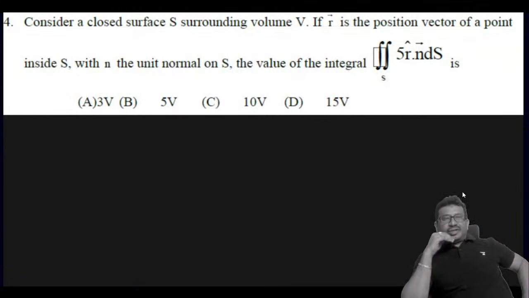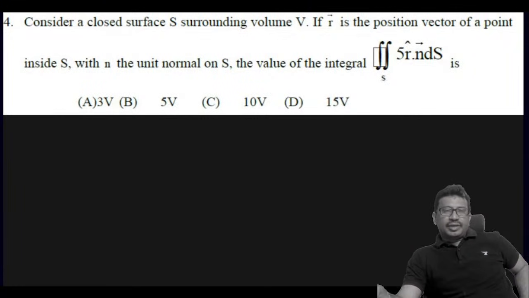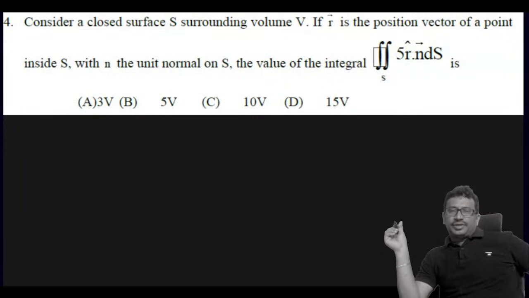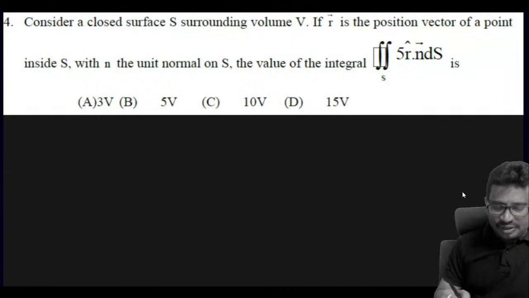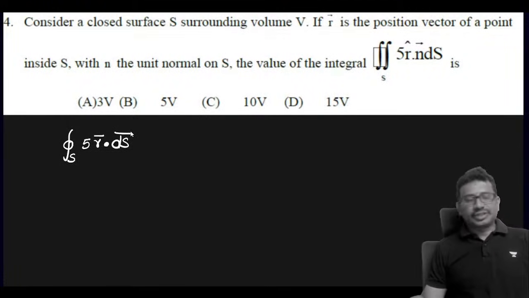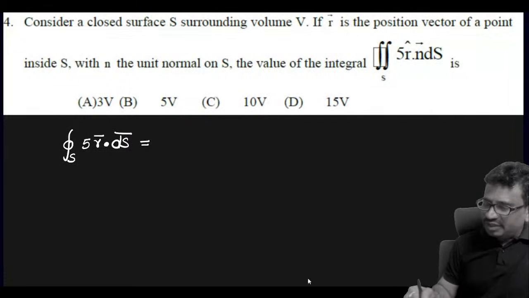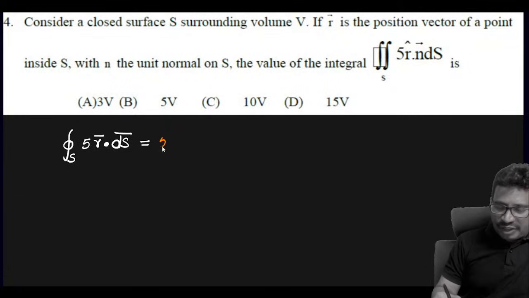Next, consider a closed surface S having volume V, r is a position vector, n cap is the unit vector. The value of the integral is what they are asking to find. First of all, convert into our notations: closed surface integral of 5 r bar dot ds bar. This is the mathematics notation they use. Now we have the closed surface integral, and 5 we have taken outside.